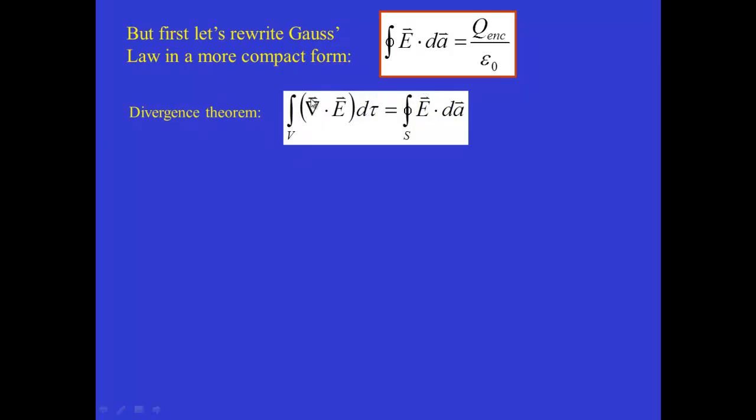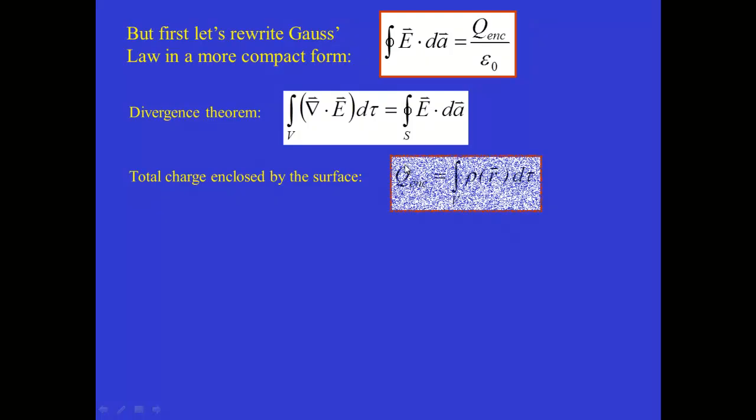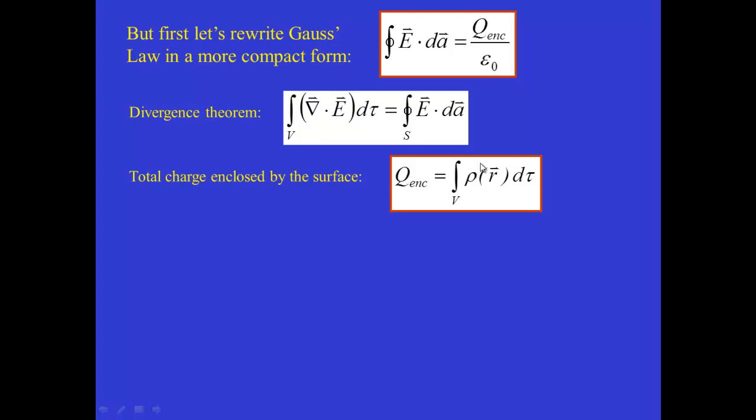The divergence theorem says that the integral of the divergence of a vector function E over a volume of space is equal to the flux integral of that vector function through the surface, the integral E dot dA, through the closed surface that bounds the volume. Well, that integral on the right-hand side is the same integral that appears in Gauss's law. So we can also rewrite the right-hand side of Gauss's law by realizing that the total charge enclosed by a surface, if the charge is a charge distribution rho, is simply the integral of rho d tau over the volume.